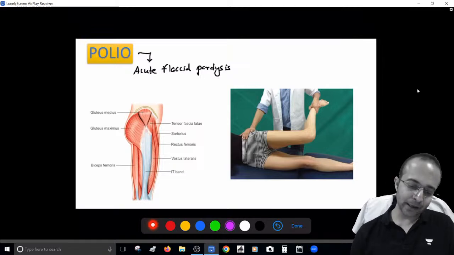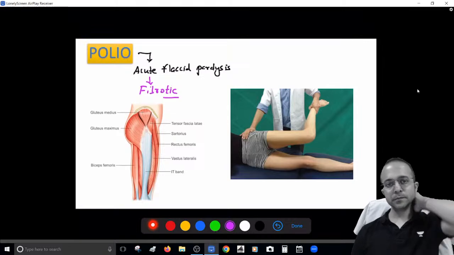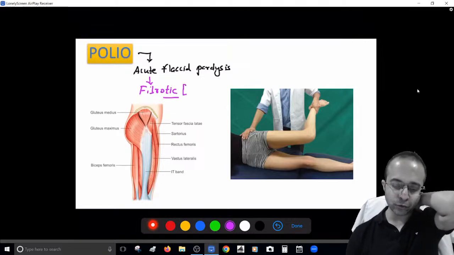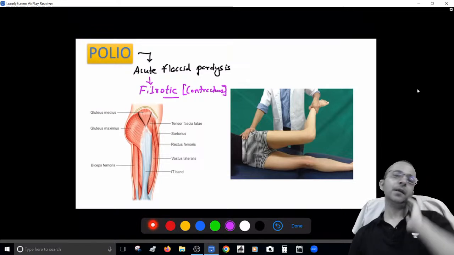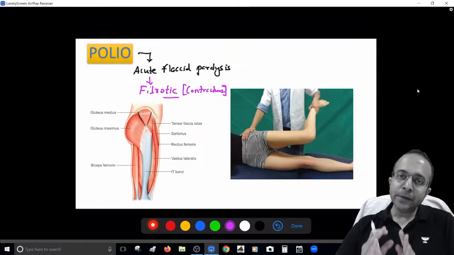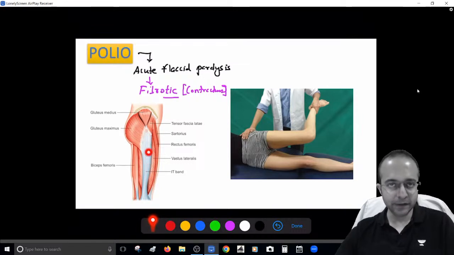Now these paralyzed muscles eventually get replaced by fibrous tissue and they become fibrotic. This is what leads to contractures in polio. A very important contracture involves the iliotibial band. So what exactly is the iliotibial band?